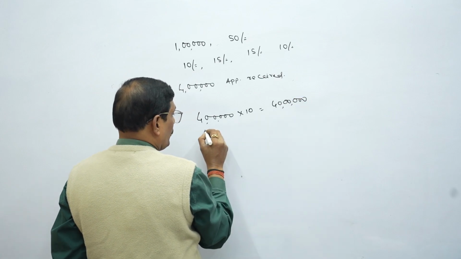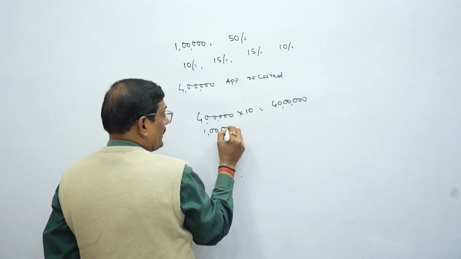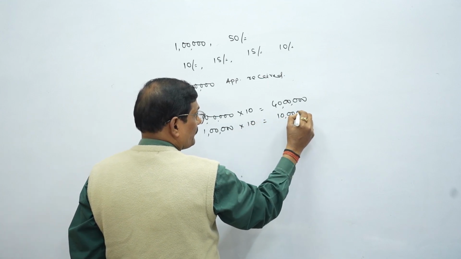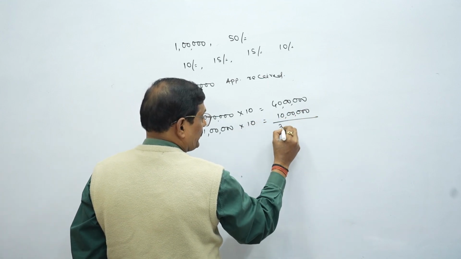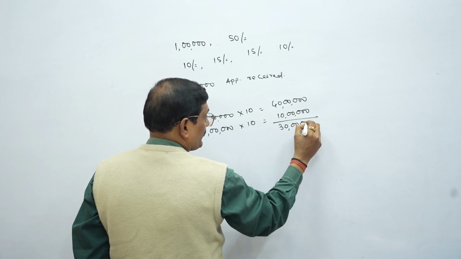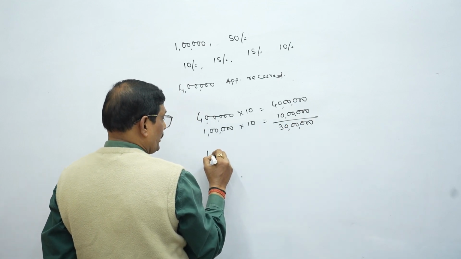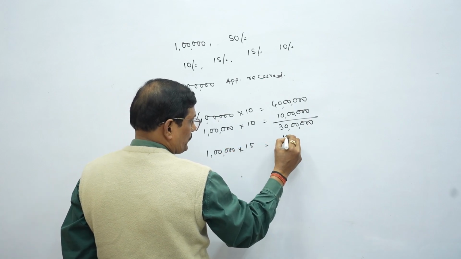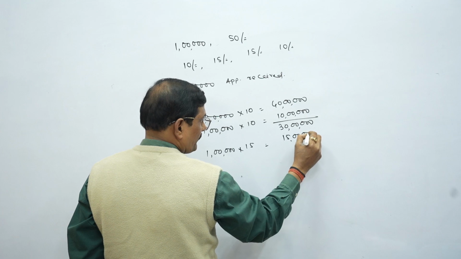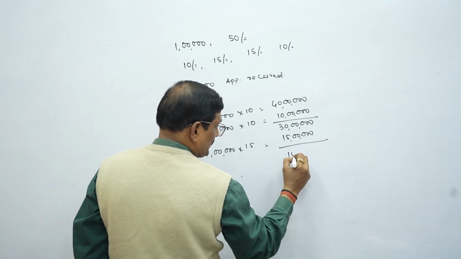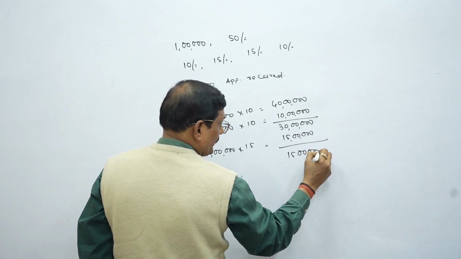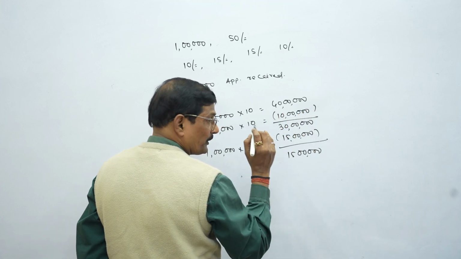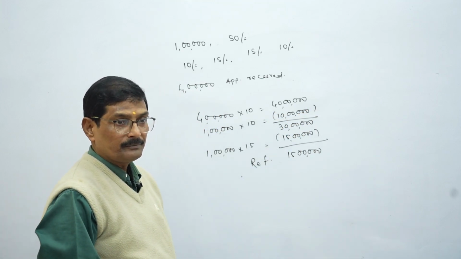We have allotted only 1 lakh shares. So 1 lakh into 10 adjusted towards application, 10 lakh rupees. There is a surplus of 30 lakhs. On allotment, the due amount is 1 lakh into 15, that is 15 lakh. Now the surplus remaining is 15 lakh is to be refunded. This is the amount to be refunded.